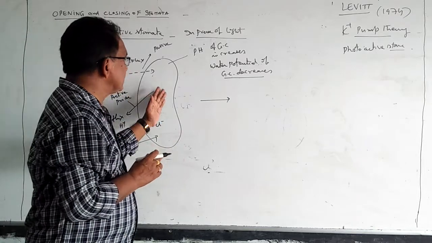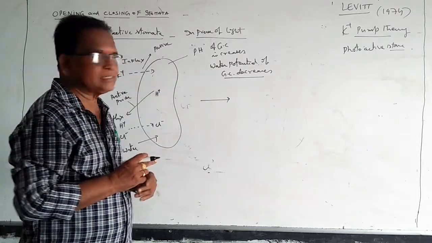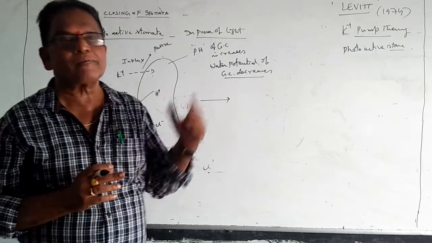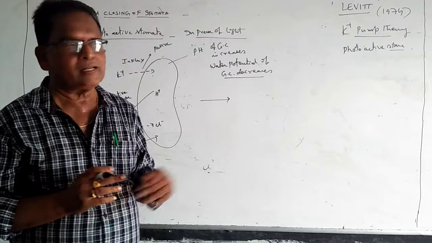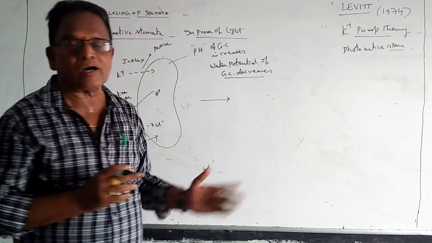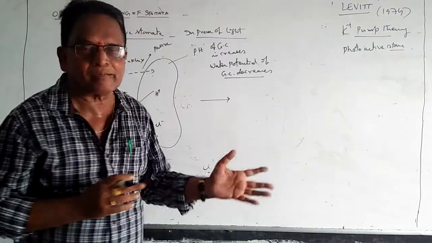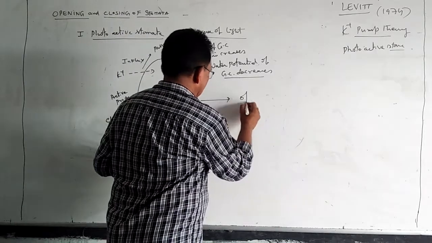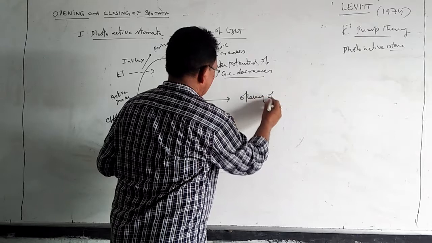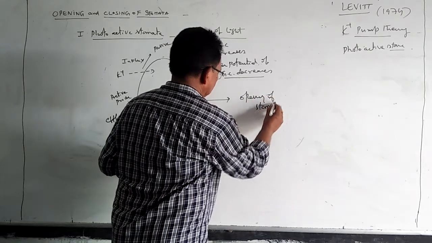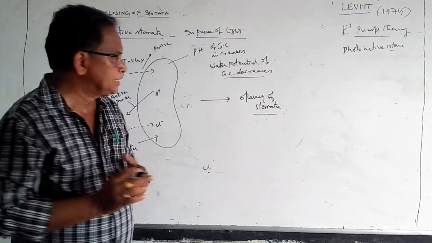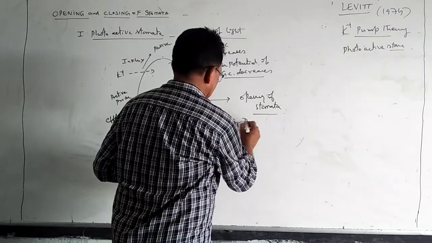Water always moves from a place of higher water potential to a region of lower water potential. Now the guard cells, where the water potential has decreased, receive water from the subsidiary cells, the region of higher water potential. Water slowly enters into the guard cells, and the guard cells become turgid, and that results in the opening of the stomata, and this will occur during daytime.